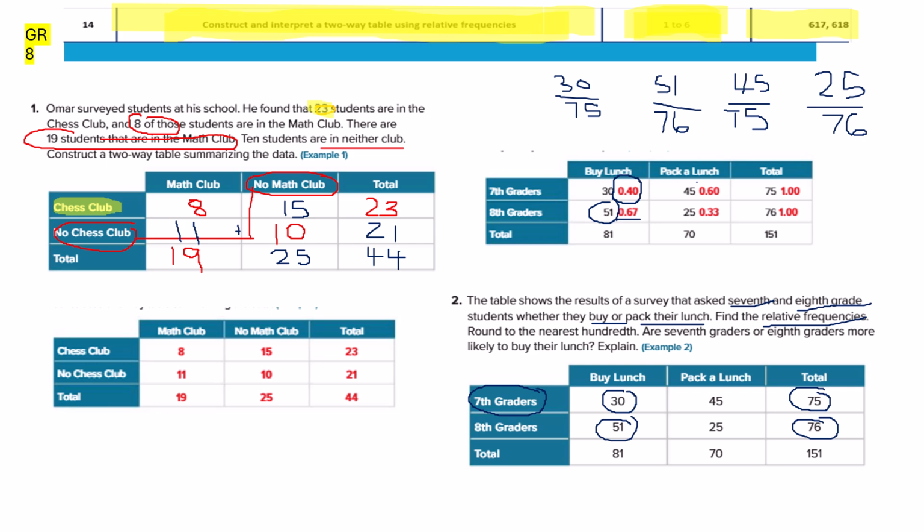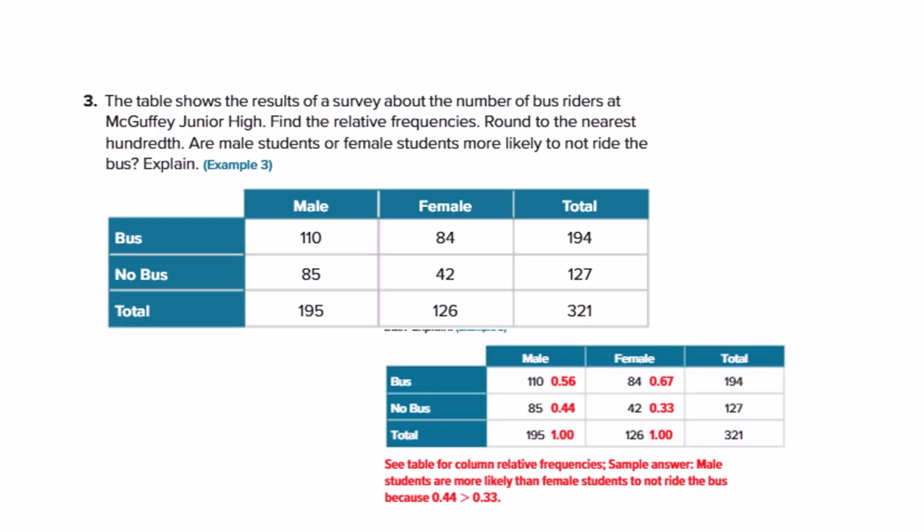Going on to the next slide. The table shows the results of a survey about the number of bus riders at McGuffey Junior School. Find the relative frequency. Here they are asking us, are male students or female students more likely to not ride the bus?